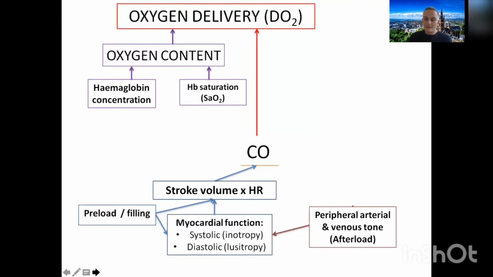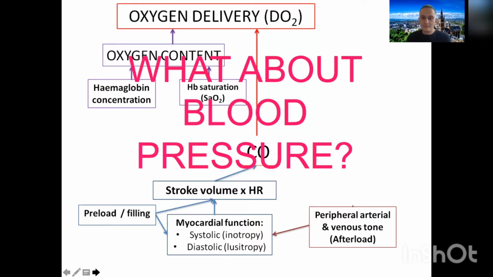And you might look at this and say, okay, that's great, but what about blood pressure? And I think that's a really important thing for us to stop and think about. Here we've described the function of the circulation and the components of the circulation that determine oxygen delivery, but blood pressure isn't one of those.